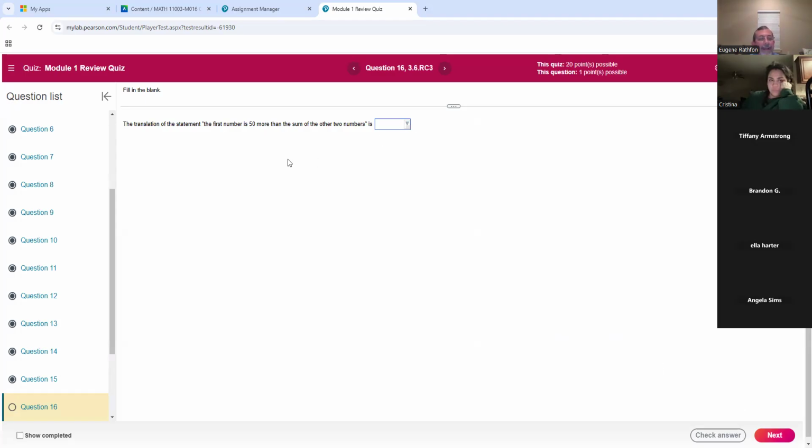All right, y'all, let's see what y'all put on this. The translation. The first number is 50 more than the sum of the other 2 numbers. Now, this is one I got y'all on my homework. So let me write this out for you. So the first number is 50 more than the sum of the other 2 numbers. Now, y'all listen. This has been the same every time I've done this problem. So whatever we get here is what y'all are going to get when y'all do this problem, okay?